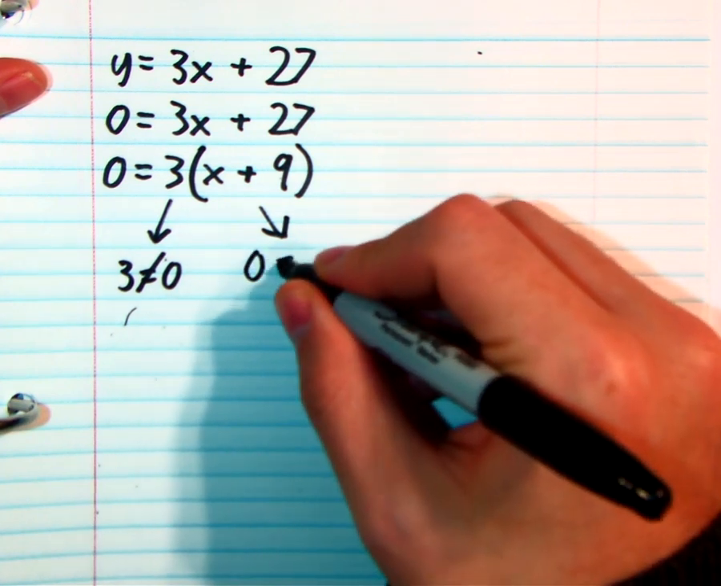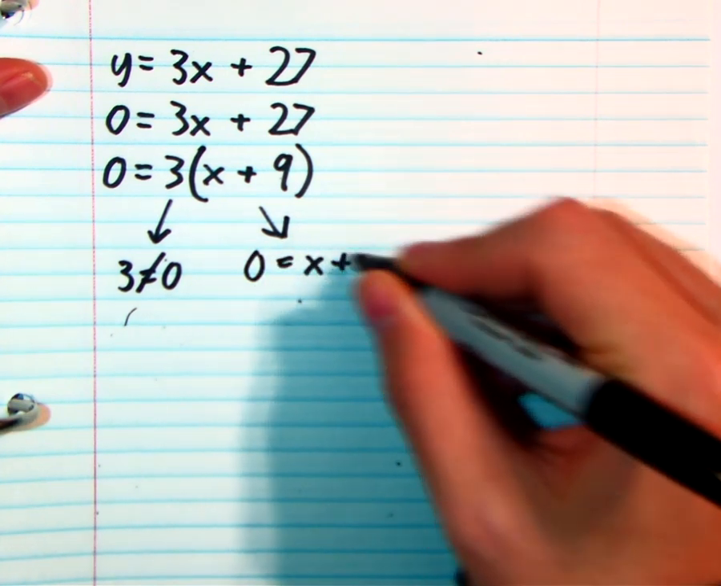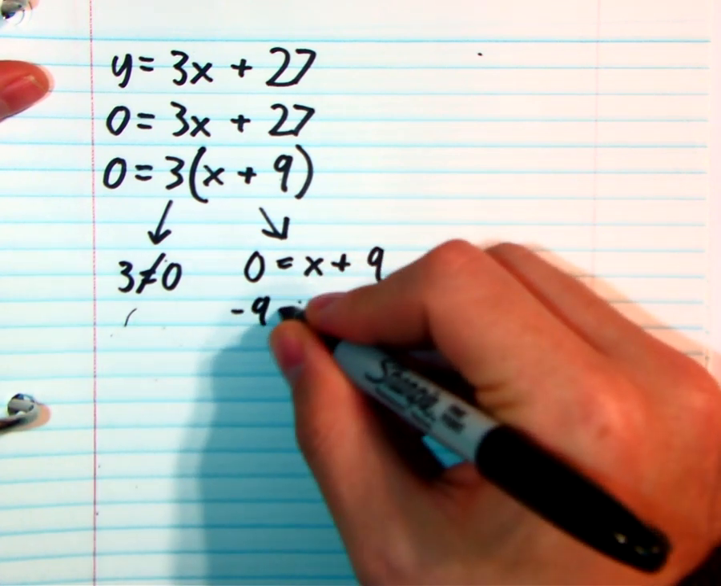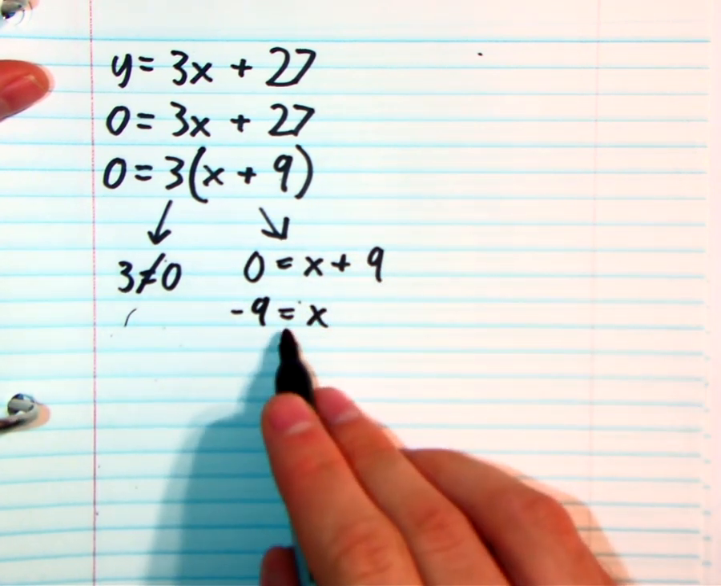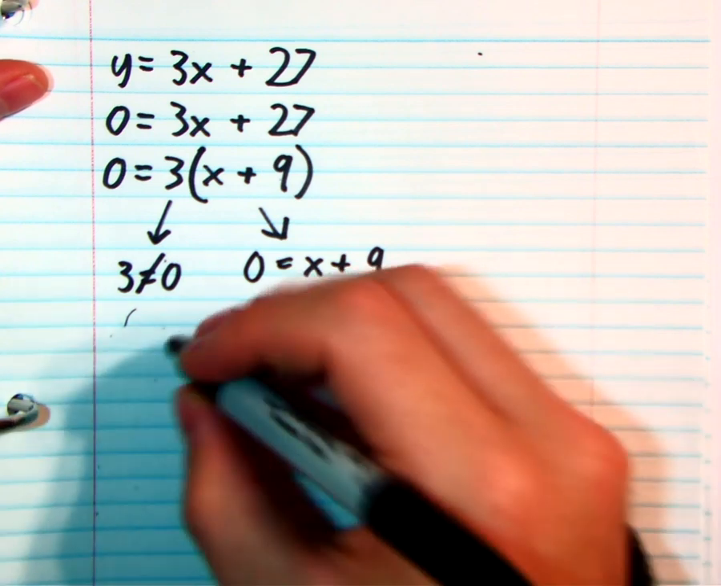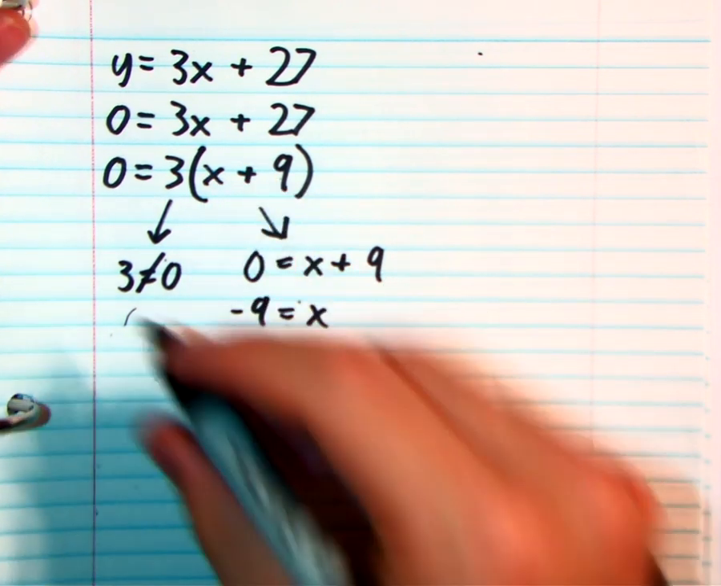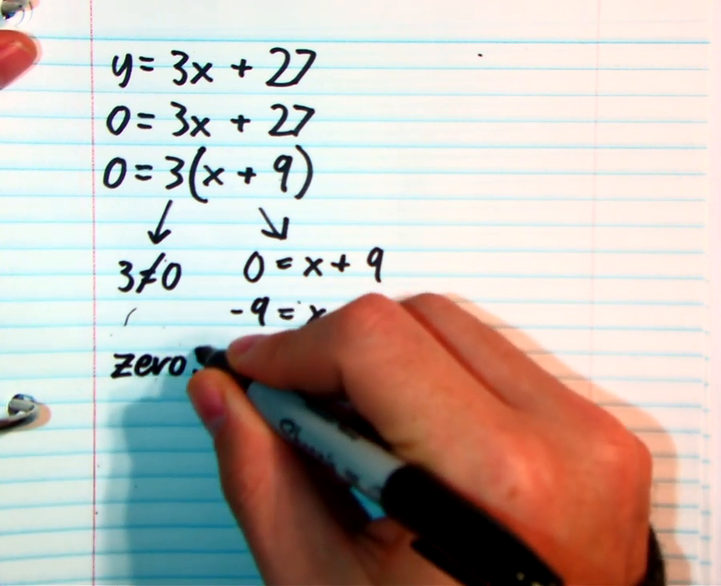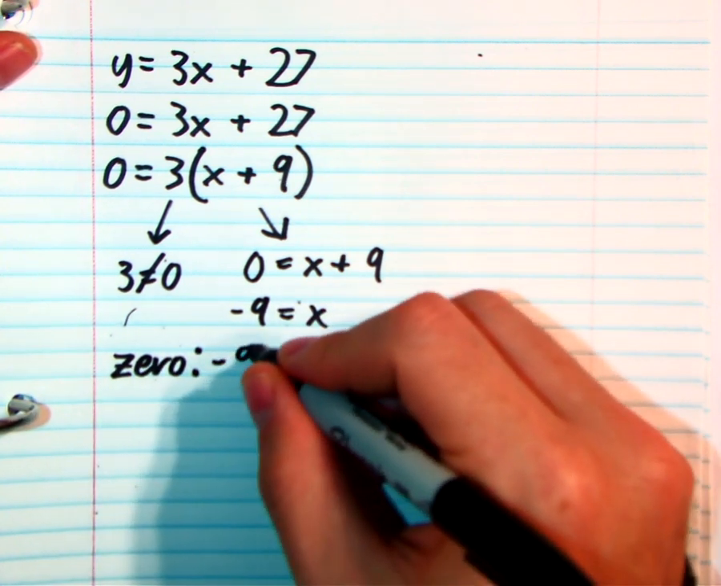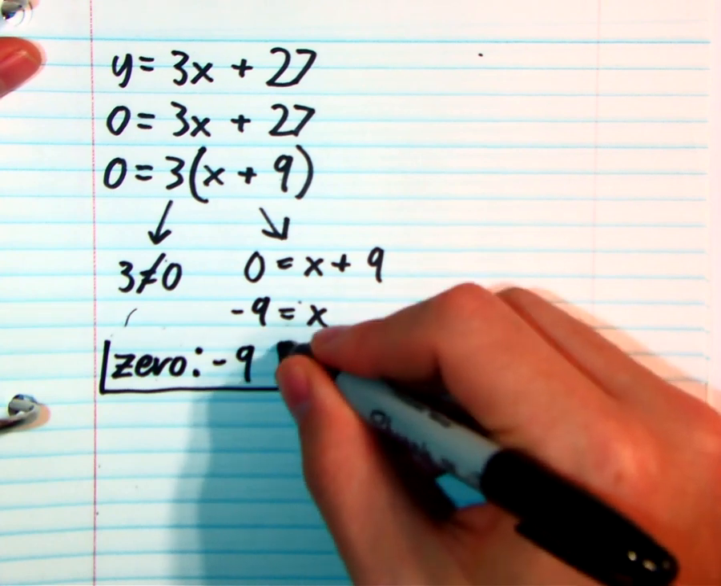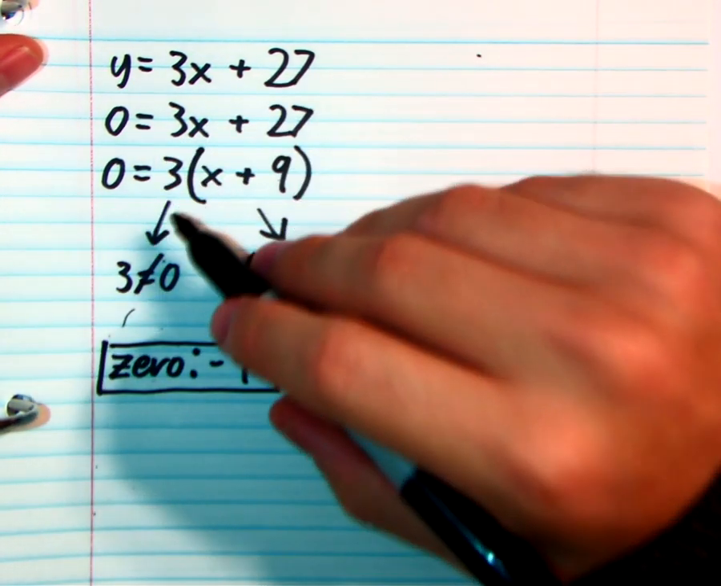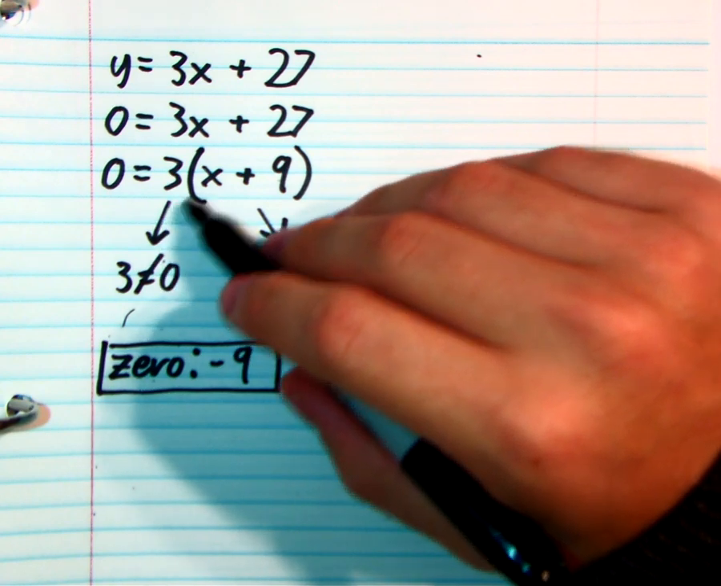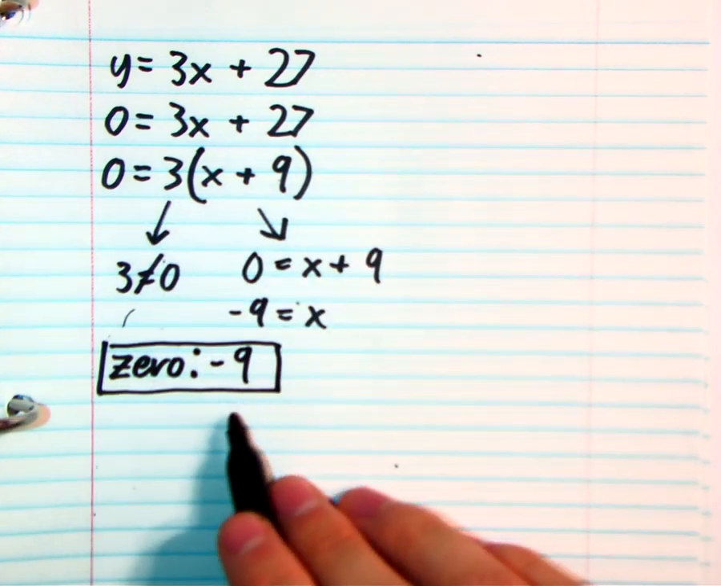But I can set the other factor equal to 0. So x plus 9 equals 0. Subtract 9 from both sides, and I get x is equal to negative 9. So in this equation, I only have one zero, and that zero is negative 9. The greatest common factor did not give me a zero because there were no variables in it. So I only had one zero.